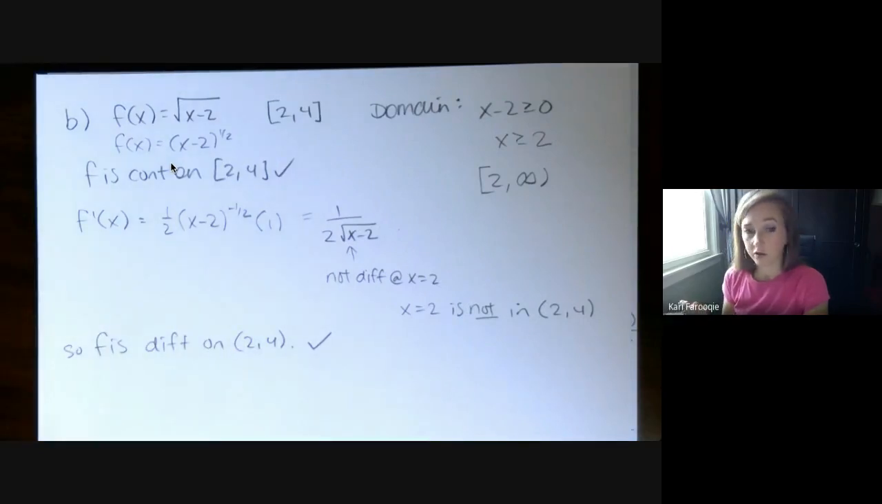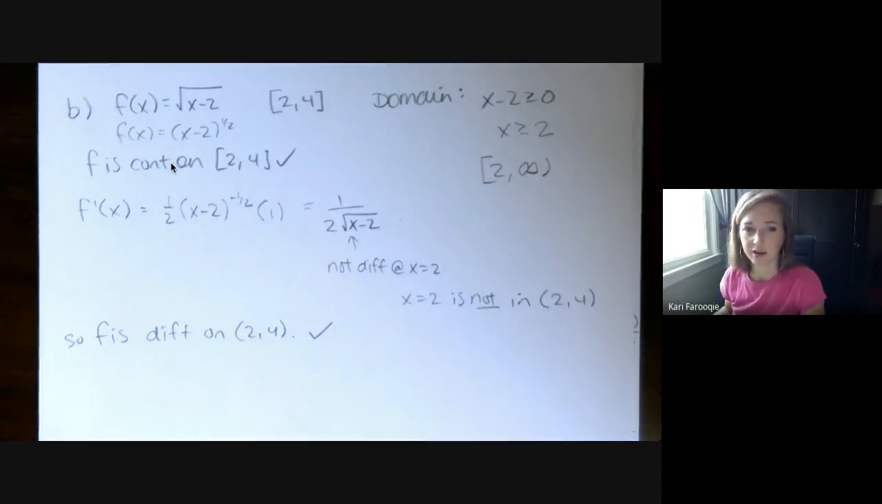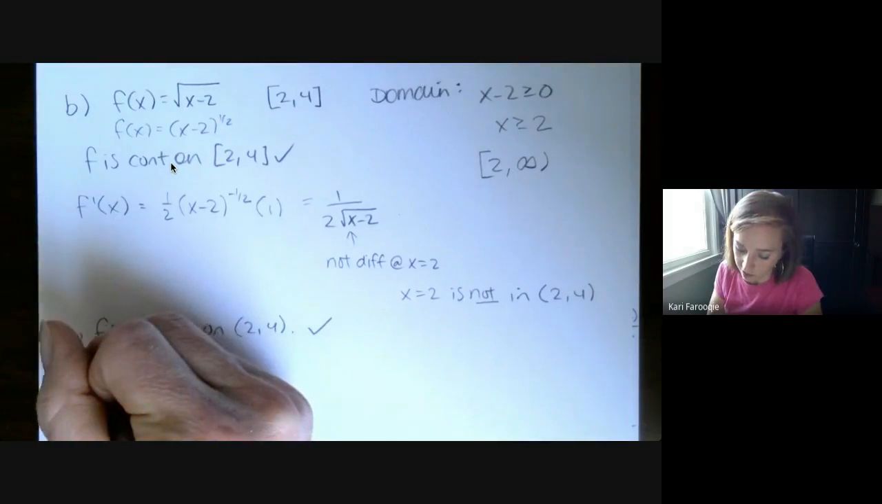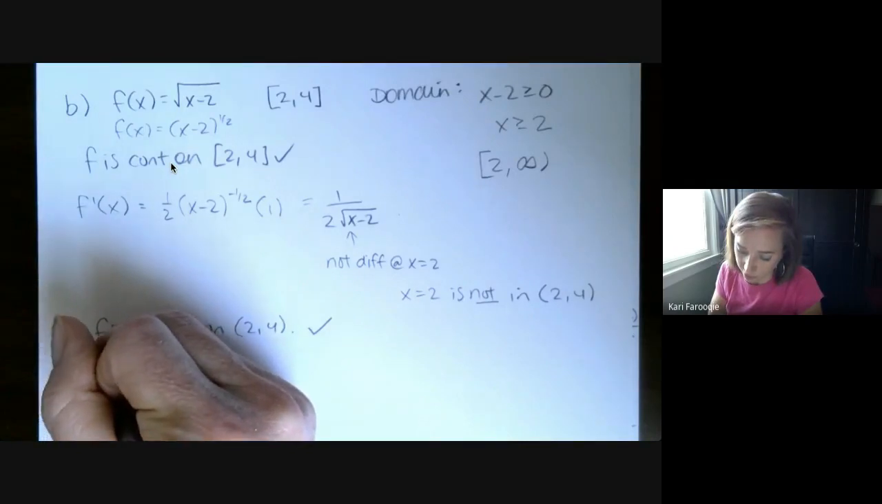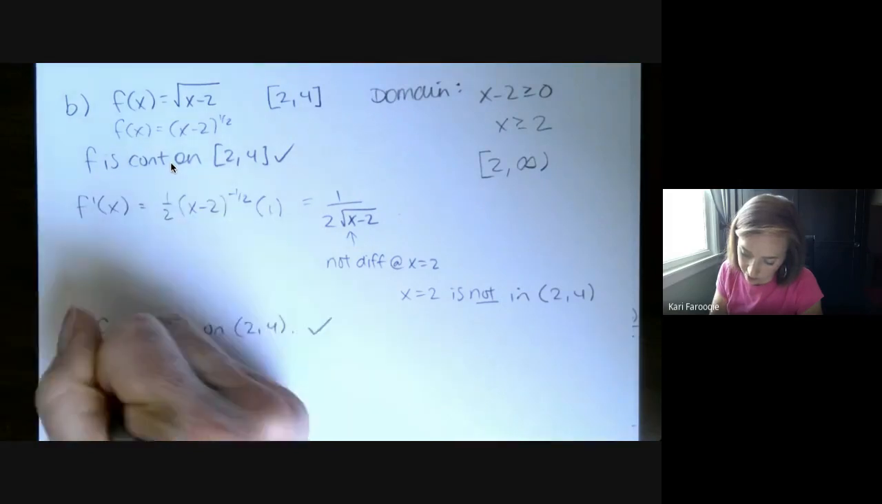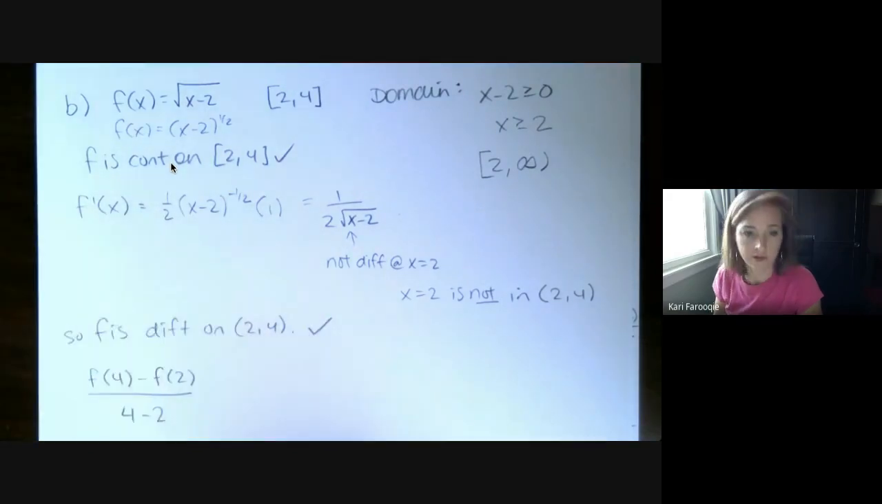Now we just need to find those values of x such that the derivative is equal to the slope of the secant line from 2 to 4. So we'll do that next. And the nice thing is we already took the derivative, so we don't have to do that anymore. But we can find the slope from 2 to 4. F of b minus f of a all divided by b minus a.